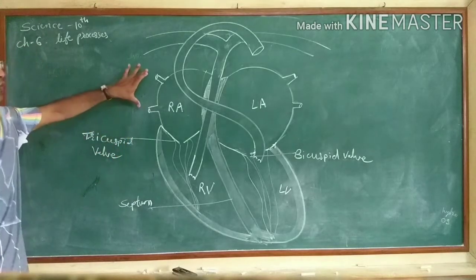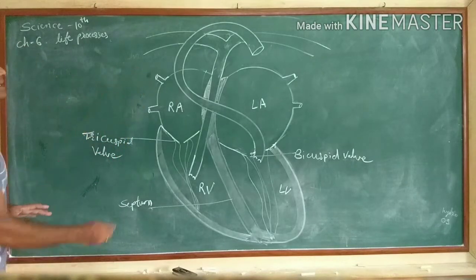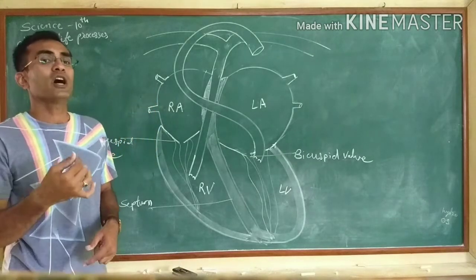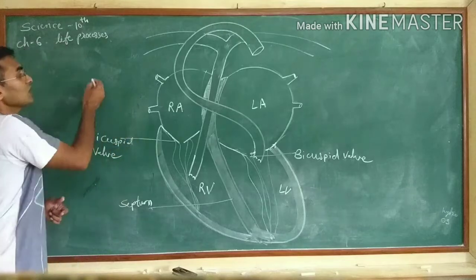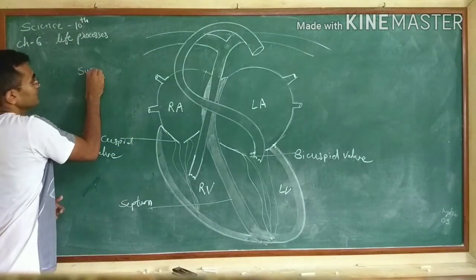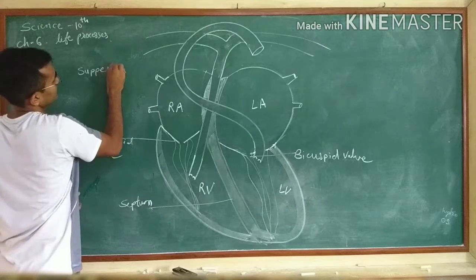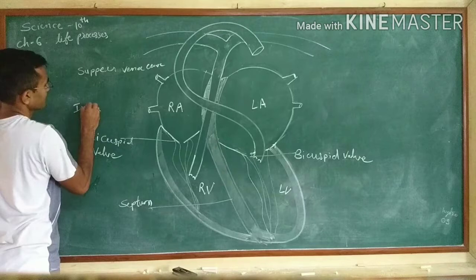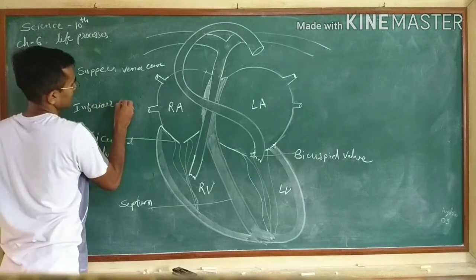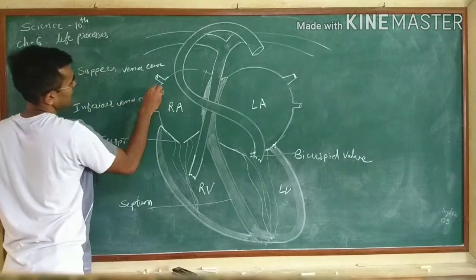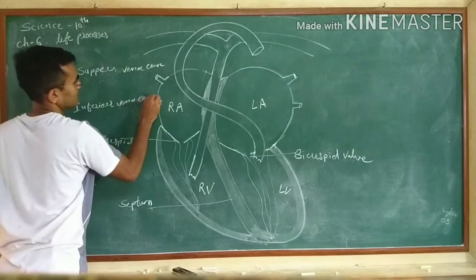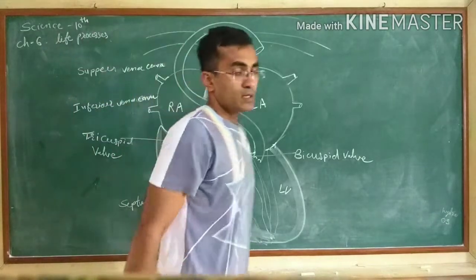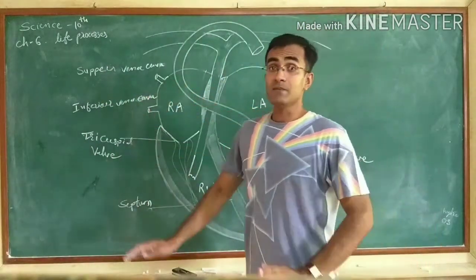These 2 veins I have shown here, this one over here, that brings the blood from the upper body part, that is called the superior vena cava. And this one, the inferior vena cava.